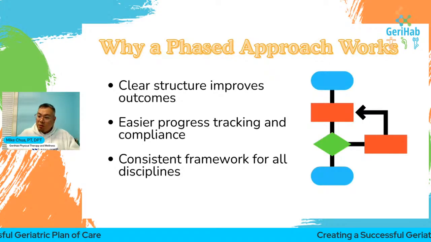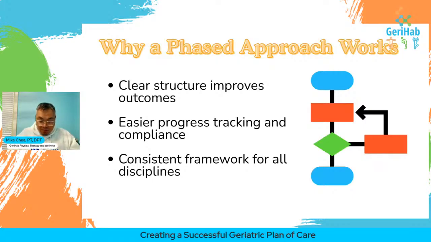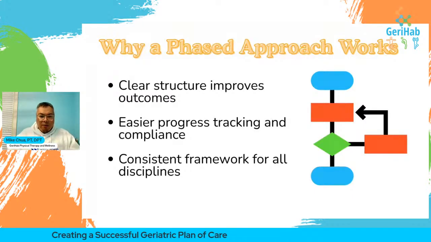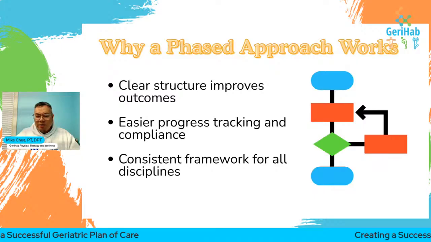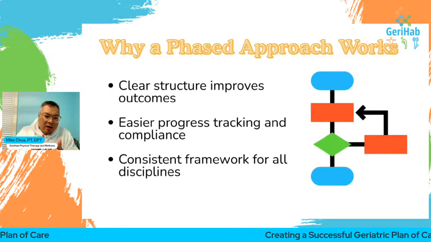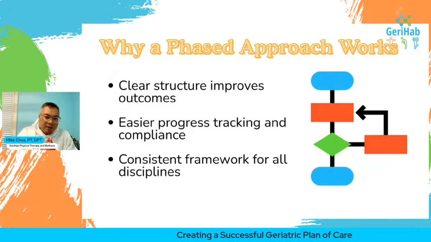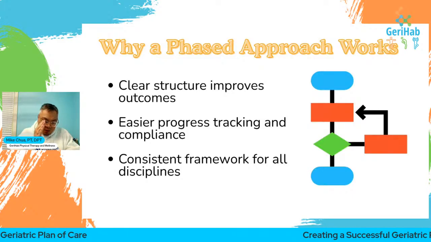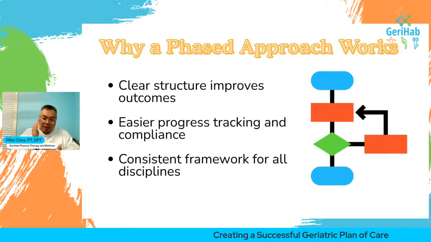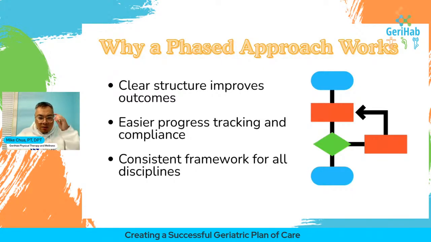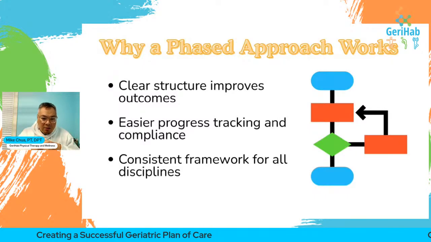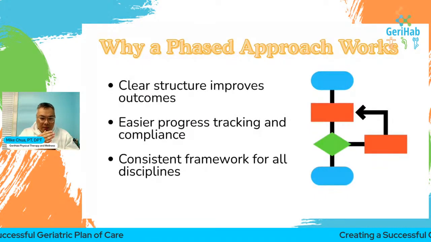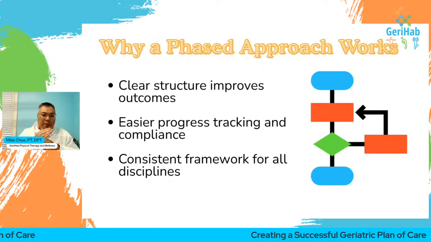Okay, and of course, number three, we have to be consistent with the framework for all the disciplines. What does that mean? When I say not all the disciplines, let's just say the OT is under a maintenance and the PT is on a restorative. That's fine. What we're talking about here is the consistency of, okay, we're going to do a restorative plan of care, and then we're going to do a maintenance plan of care. Most of the time, PT and OT kind of jive together, but sometimes they cross paths.